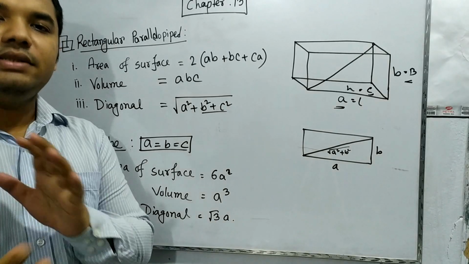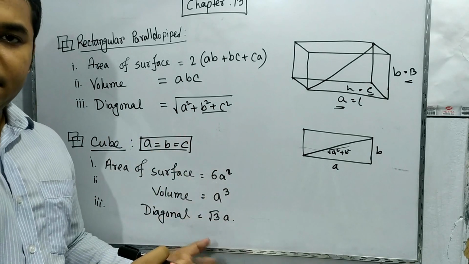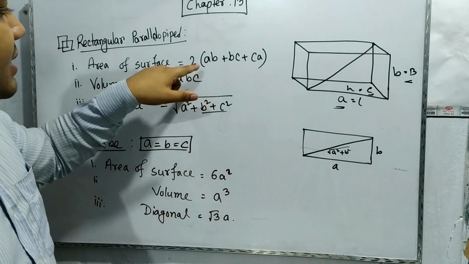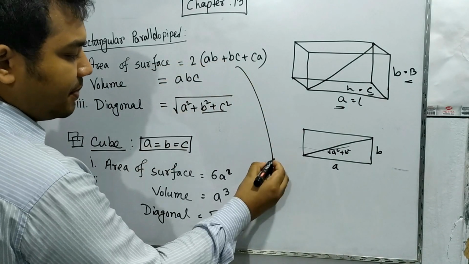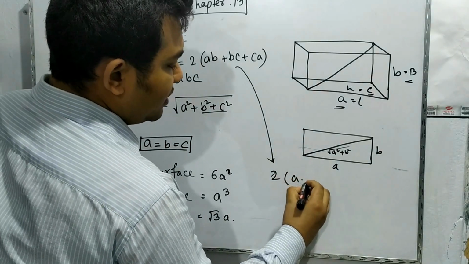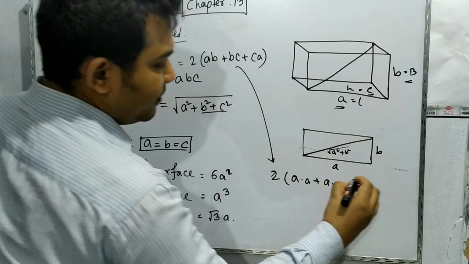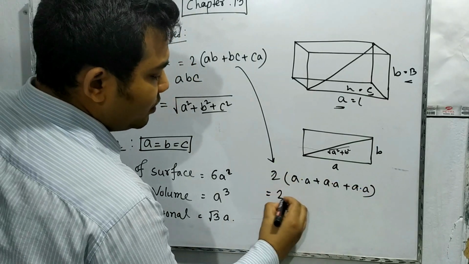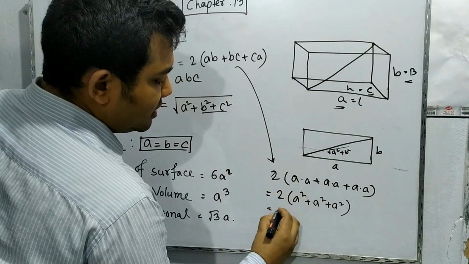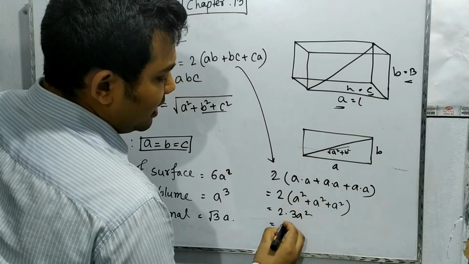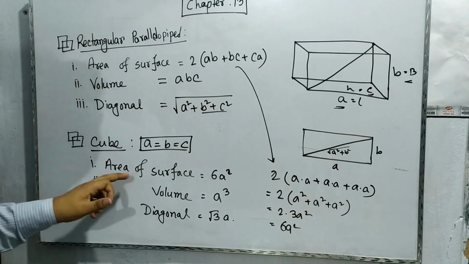Maybe one question arose in your mind, why is this 6a square, or how does it come, isn't it? If your question is like this, then just put the value of a in the place of b and c. Suppose in this part 2 into a into a plus a into a plus a into a. So from here we can write 2 into a square plus a square plus a square. So it is 2 into 3a square, that is 6a square. Okay, so 6a square will be our area of surface.